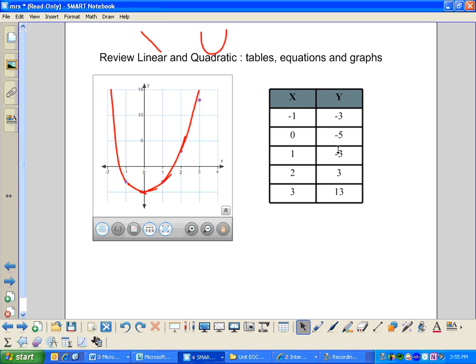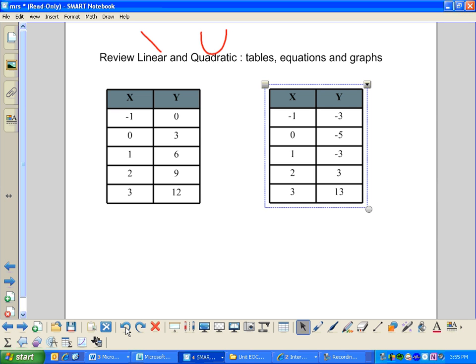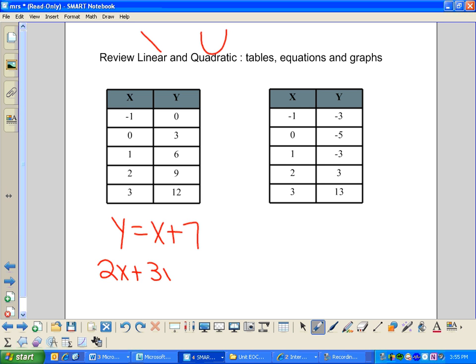Let's talk quickly about equations. I know for a linear equation, the highest power for that x is 1. Y equals x plus 7, or 2x plus 3y equals 9. You can see that the exponent for the x variable is 1. It's a linear function.